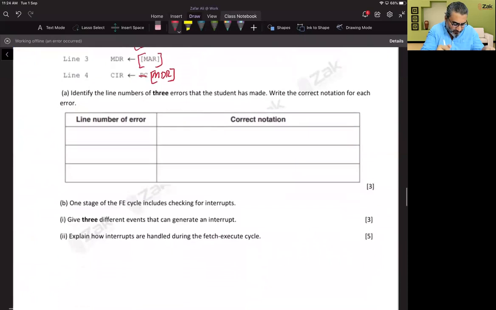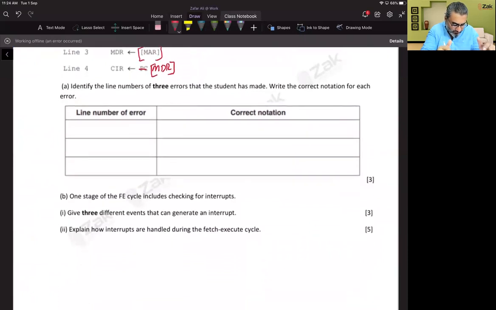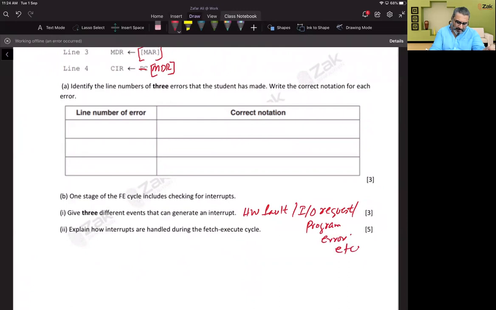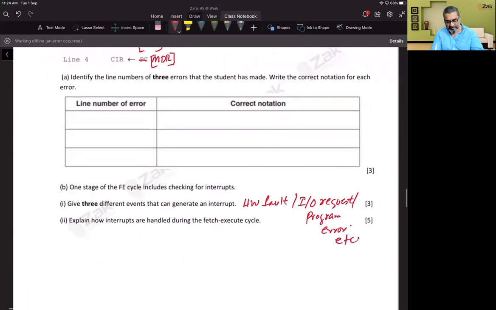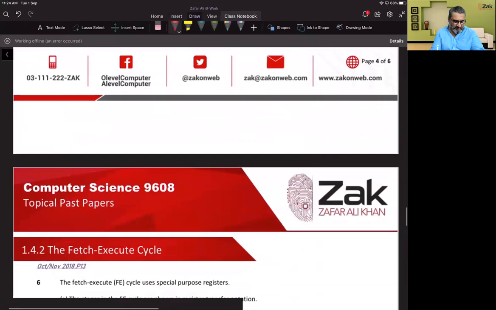One stage of the fetch decode execute cycle includes checking of the interrupt. Give 3 different events that can generate an interrupt. I told you: a hardware fault, an IO request, input or output request, or it might be a program error or software error, etc. Explain how interrupts are handled during the fetch decode execute cycle. We have just discussed it. Move on.